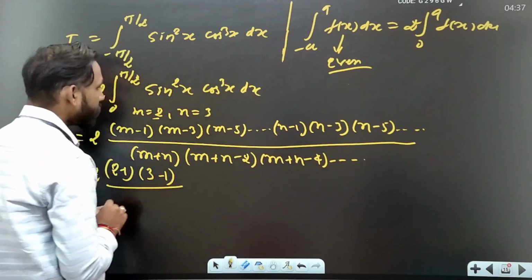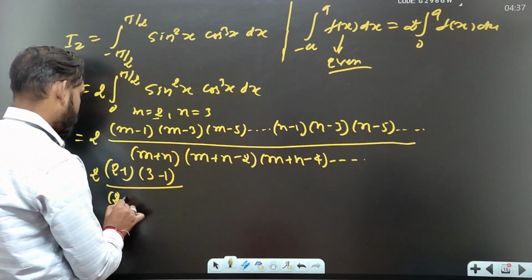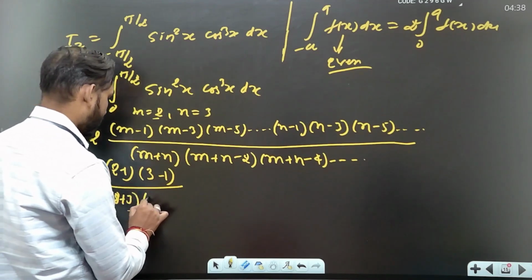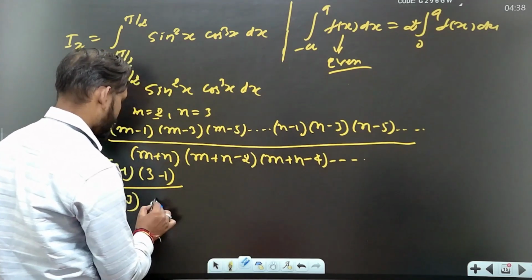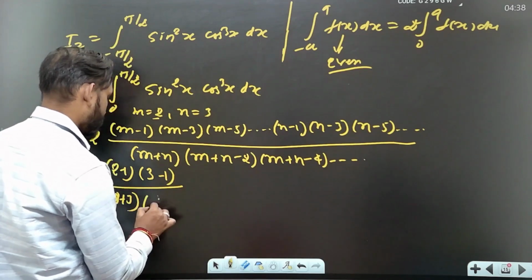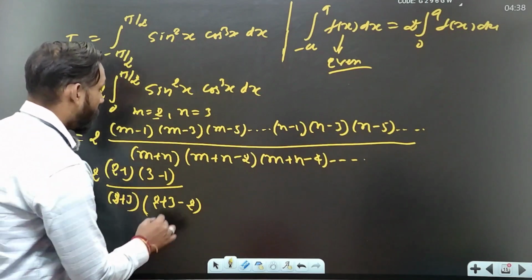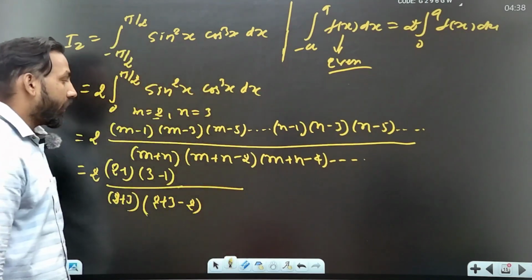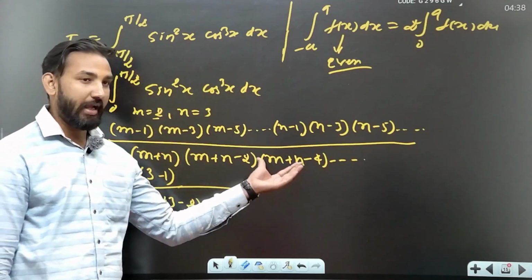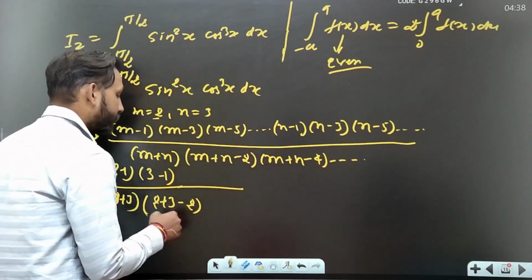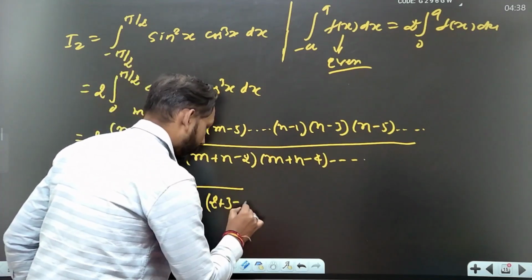Again m plus n, like 2 plus 3, and again m plus n, which is 2 plus 3 minus 2. Okay, we are allowed to put the values of m and n where the brackets have positive values, right? Now again we can put, because there m plus n is 5 and there is 4 only, therefore we can put.